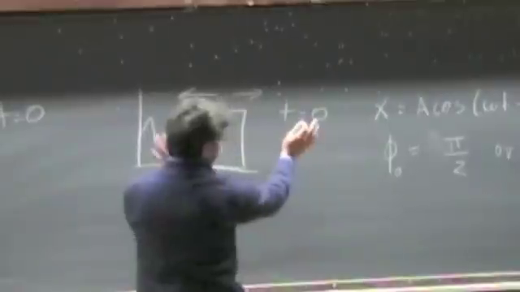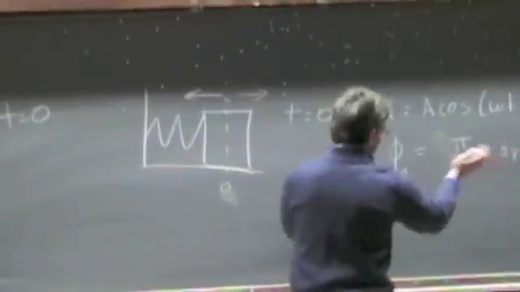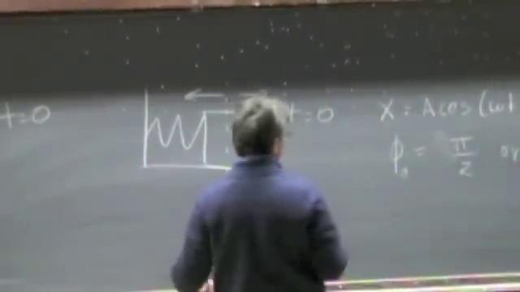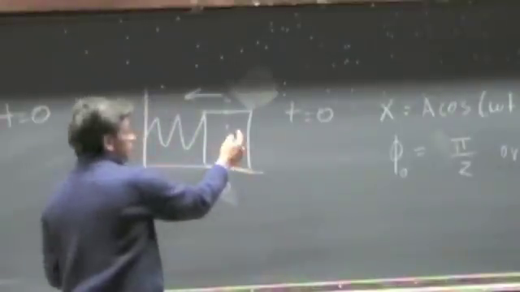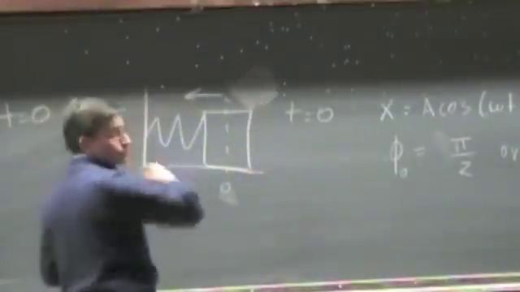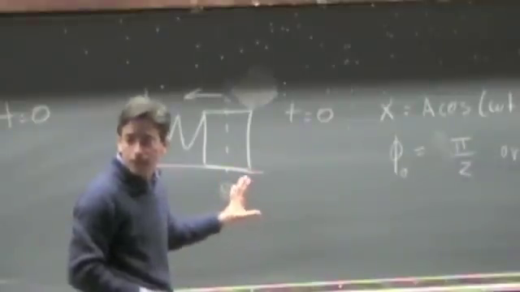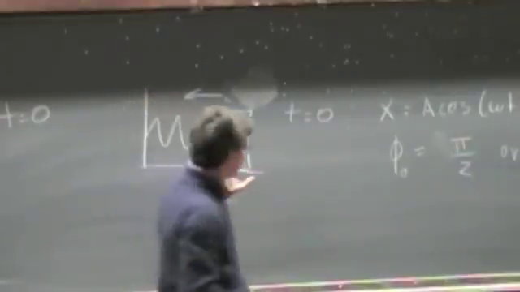So for this to be uniquely determined by the initial condition, I have to tell you which way it was moving. If I say the block at t equals 0 is at equilibrium, and it was moving to the left, then the answer is unique. And the answer is what? Pi over 2 or minus pi over 2? It should be pi over 2.